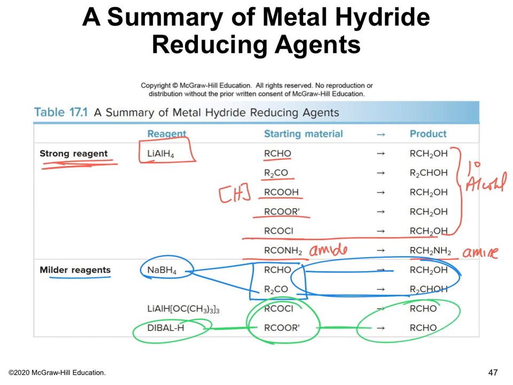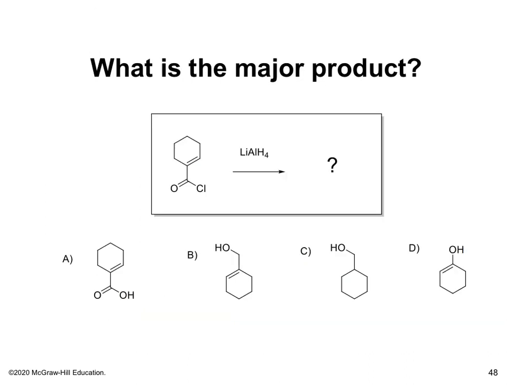Keep in mind that what's not here is carboxylic acids and amides. So they're not even included in DIBAL. This is just acid chlorides and esters.